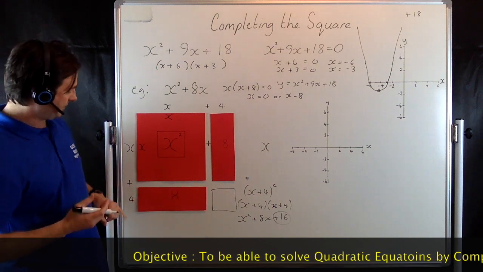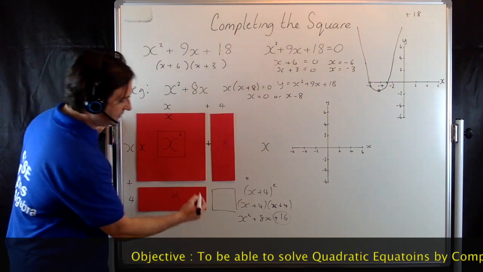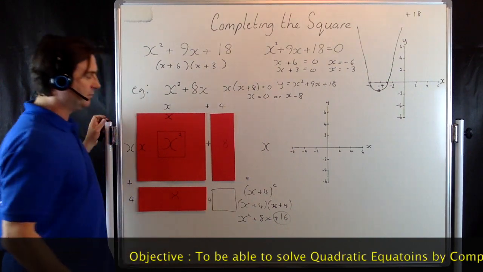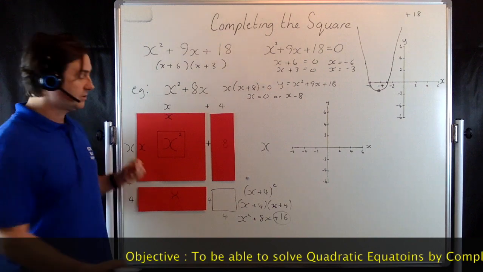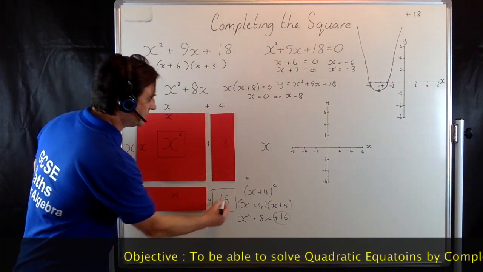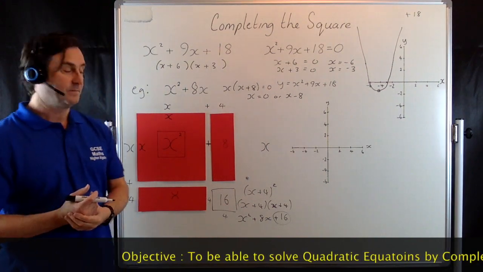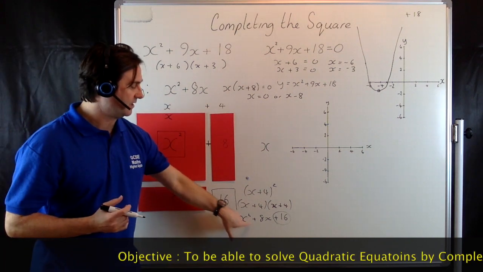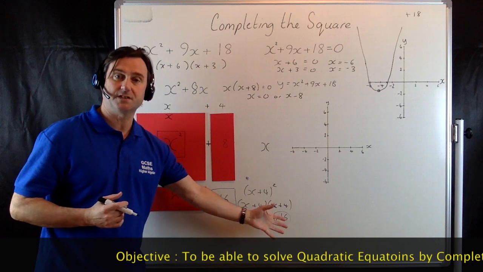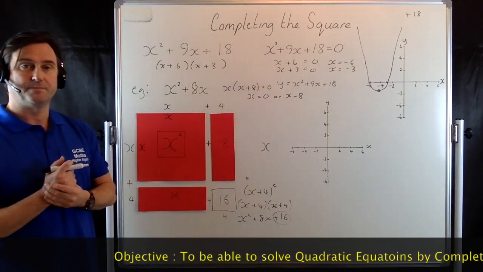Now what's the size of that? Well, if this is 4, this side here must be 4, and if this is 4, this side here must be 4. 4 times 4 gives us our 16. So this expression multiplied together is going to give us x squared plus 8x plus 16, like we've shown underneath.